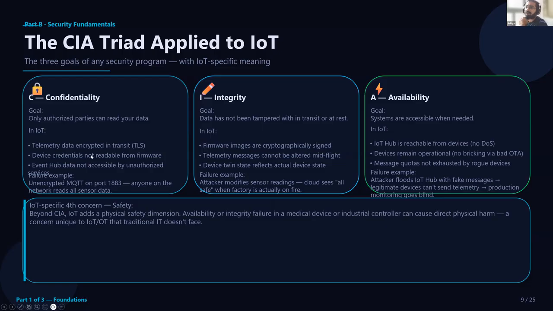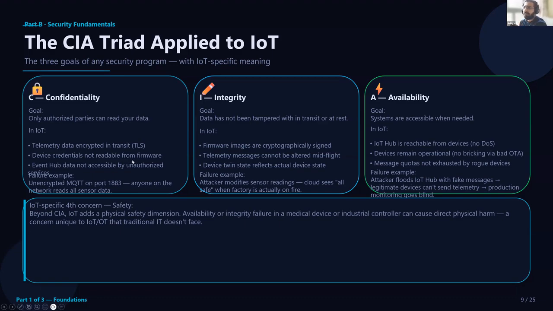Under confidentiality in IoT, you need TLS on all device connections, encrypted storage for sensitive telemetry, and access control on the event hub and downstream services. That should be there. The failure mode is unencrypted MQTT on port 1883, which a lot of times happens. Everything is readable by anyone on the same network.